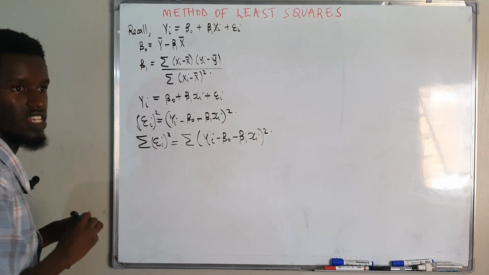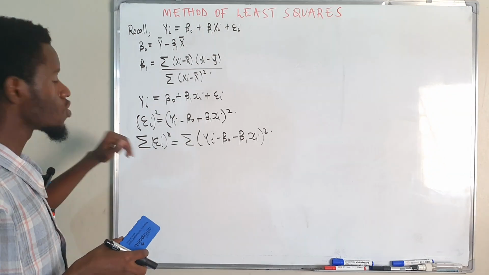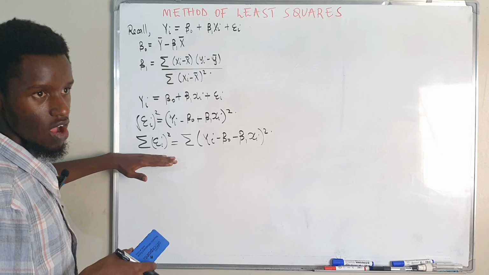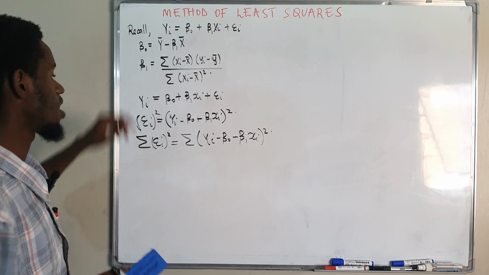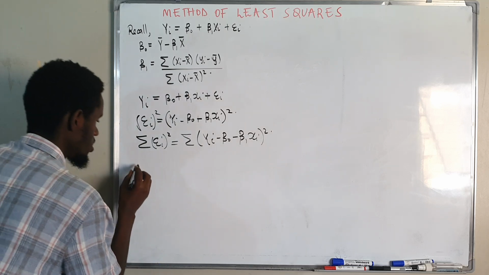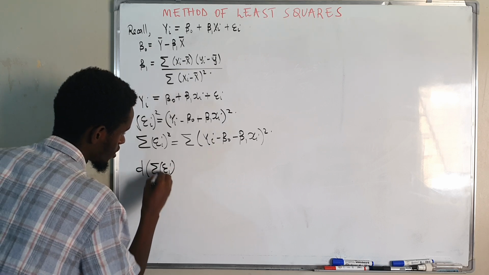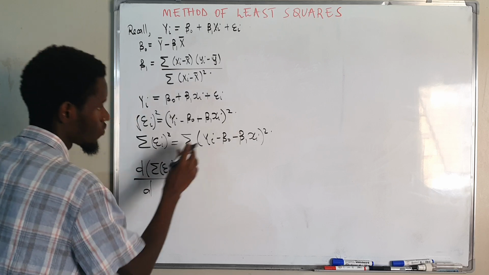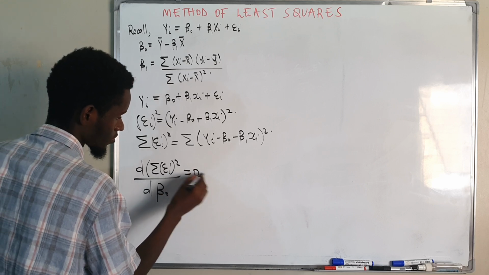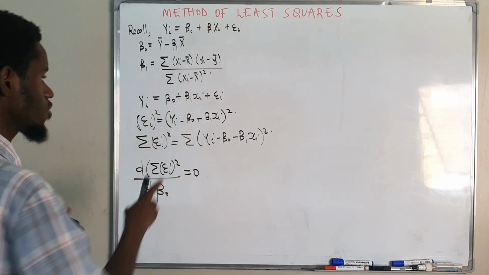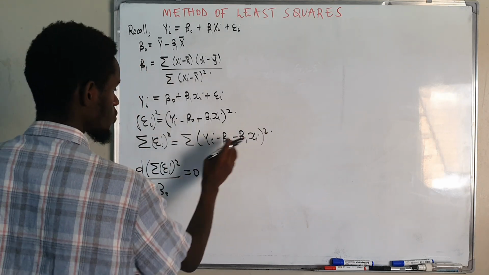Now since we want to get the least square of the error term, I'm going to differentiate the squared error term with respect to b naught and then with respect to b1, so as to get the value of b naught and then the value of b1. If I differentiate the summation of the error term i squared, first with respect to beta naught, then I equate it to 0. So I'm differentiating with respect to beta naught from our equation here.